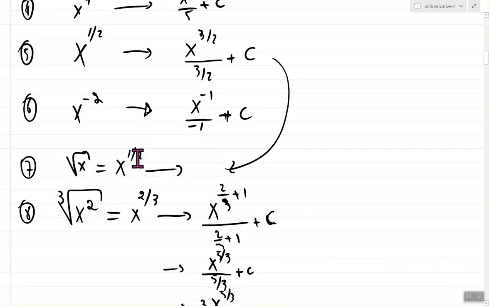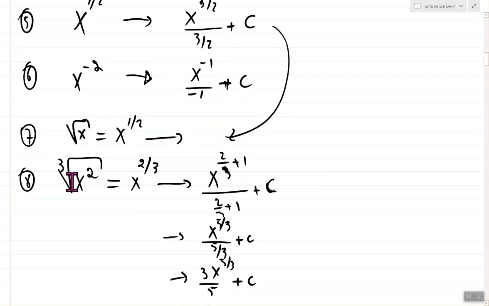Most of the time, if you have the radical, to find the antiderivative, you must change it to the fractional exponent. For example, the square root of x can be changed to x raised to a half. Then you're trying to find the antiderivative of x raised to 1/2, which is what you already did here. The antiderivative of x to 1/2 is x to 3/2 over 3/2 plus c.